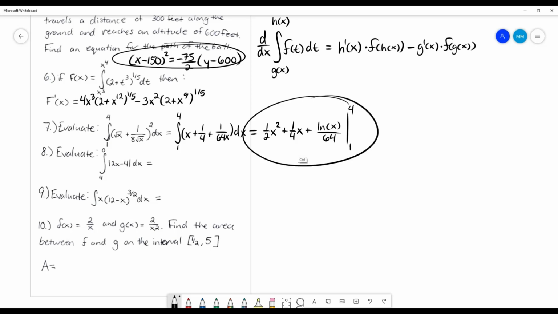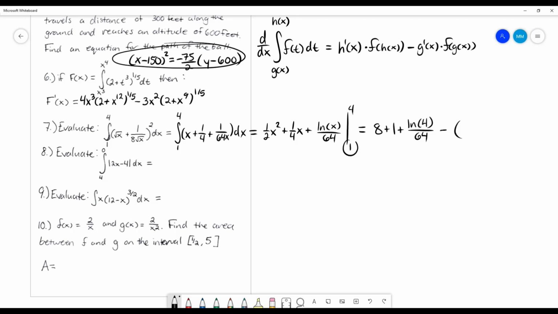And now you just have to plug everything in. So that's going to be 1/2 times 16, which is 8, 1/4 times 4, which is 1, plus natural log of 4 over 64. And now we subtract everything with the 1 plugged in.